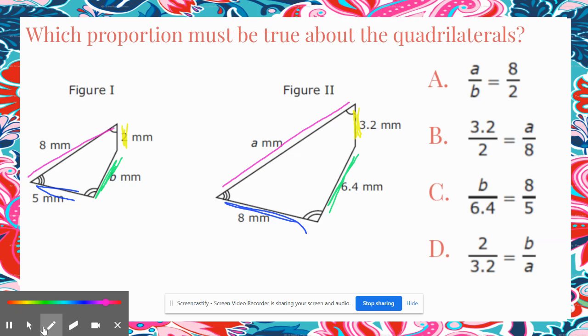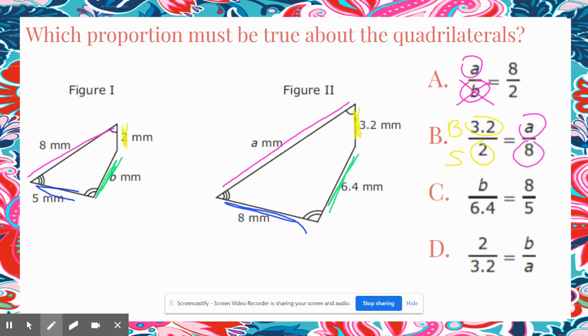Now I'm going to look at my options to see which ones are proportional. A is pink. So B, is B pink? No, B is not pink. So I know the answer is not A. I'm going to look at 3.2. 3.2 is yellow. So is 2 yellow? Well, it is. So now I need to label that I looked at the bigger one and moved over to the smaller quadrilateral. Now I'm going to look at A, and A is pink, and 8 is pink. A was on the bigger one, and 8 is on the smaller one. So I have the same ratio from big to small on both sides.